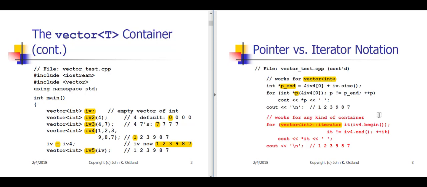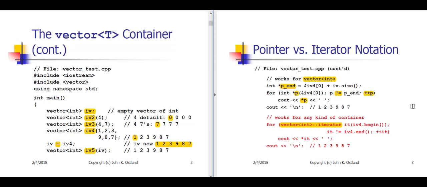So P is initialized to the address of IV4 sub 0. Then, as long as P is not the end, that is, as long as P is still pointing within the bounds of the vector, we're going to display star P, that is the value that P is currently pointing to, and when that's done, we're going to increment the pointer to point to the next slot.